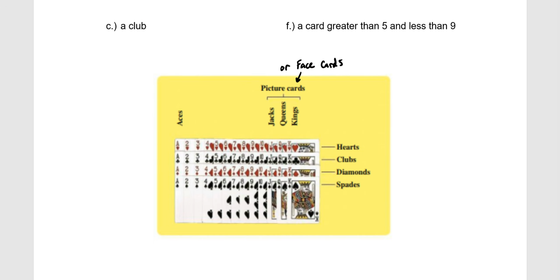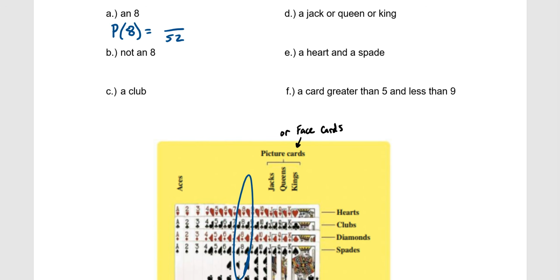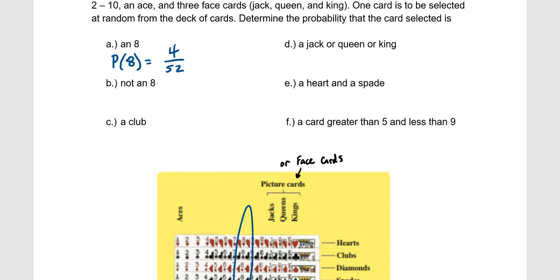So now we have to determine how many 8s there are. There are 4 8s. There's one of each suit. So it's going to be 4 out of 52. We can simplify this. We can divide by 4 in the numerator and denominator and get 1 over 13.